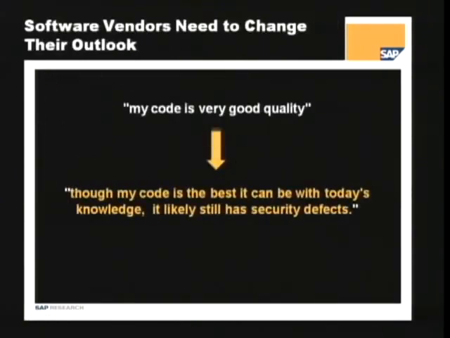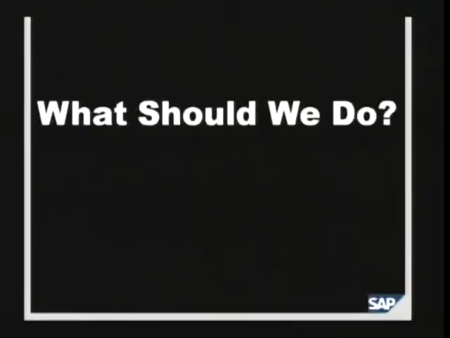So the argument is the following. Software vendors need to change their outlook from saying my code is very good quality to my code is the best it can be with today's knowledge. It likely still has security defects. Okay. So what should we do?